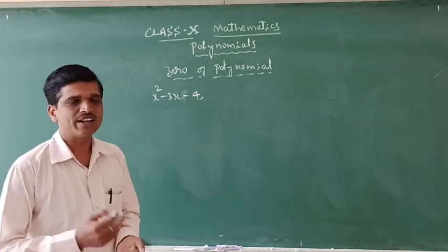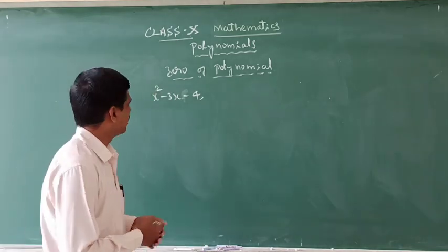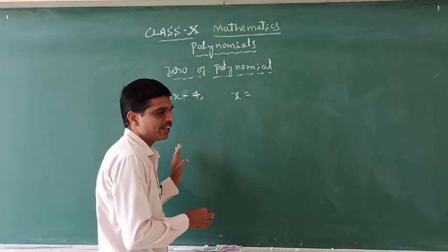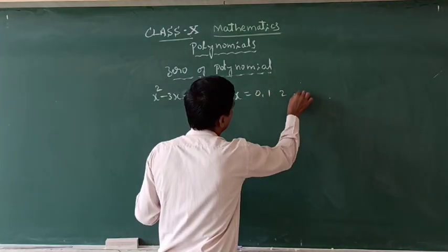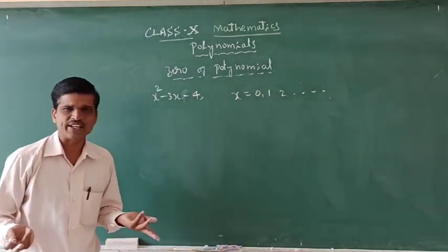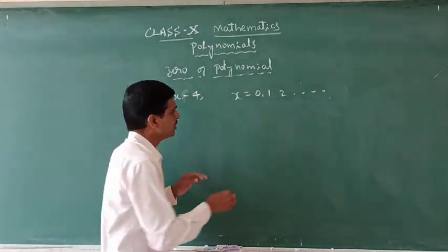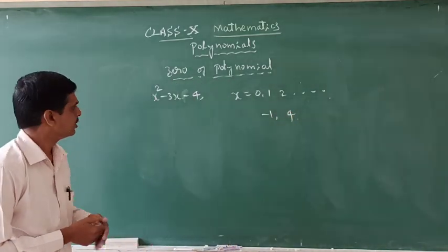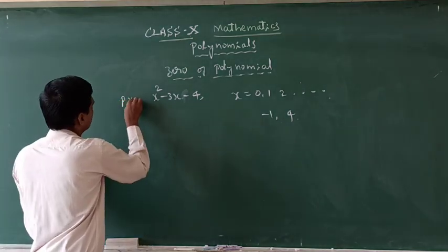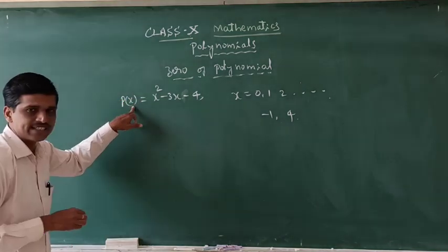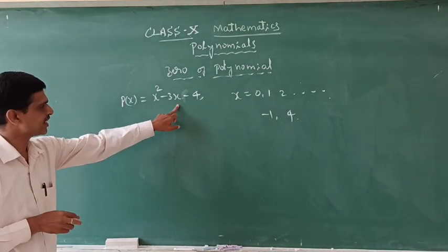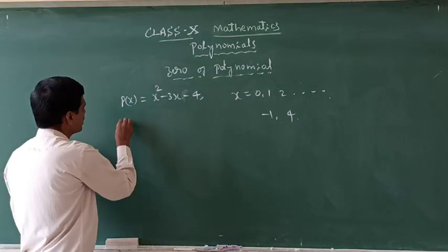You already know how to substitute the values. For example, x is a variable. By putting the x value as 0, 1, 2, like this, consider any whole number, any natural number, or any integer also. Consider any integers, one positive and one negative number also. So let us assume p of x, because x is a variable, that is why I took polynomial of x: x square minus 3x minus 4. Now substitute these values. What happens?